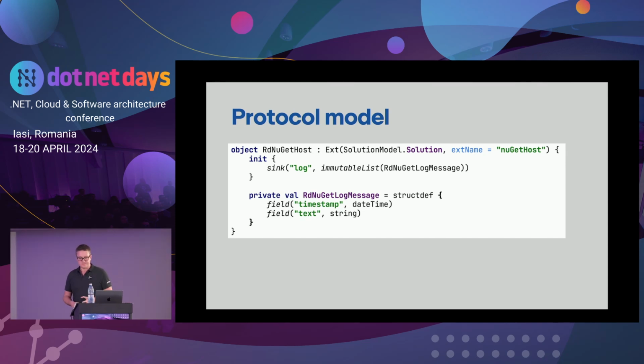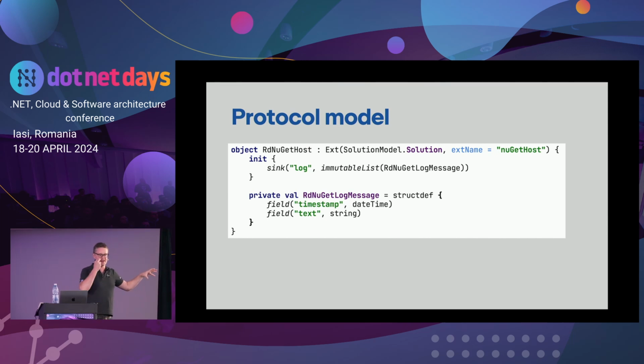The protocol model is defined somewhat like this. So, for example, for the NuGet client in Rider, we have an RD for the protocol, RD NuGet hosts, which extends the solution model that we have, and the extension, the generated name in the generated code, is going to be NuGet hosts. The DSL that you see here is Kotlin. A nice aspect of Kotlin is that you can create extension methods and sort of hide the fact that you need to write public, private. So you can make it very condensed in how you define whatever is there, but this is essentially Kotlin code defining what this protocol model looks like.